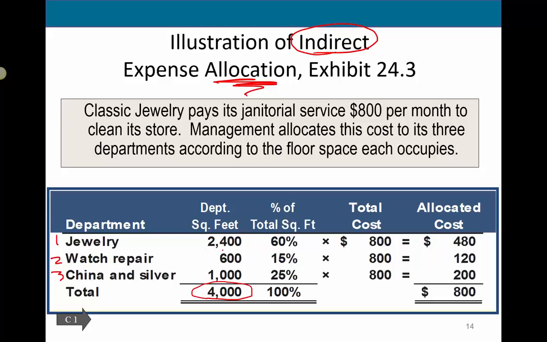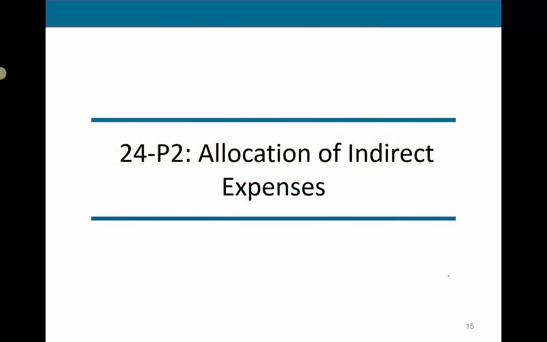But if we say, okay, what percentage of this 4,000 square foot is each department taking up? And we can say, okay, we figure out the percentages, and now we can do what's called allocate or split up, right, into different departments, the total cost, which is $800 for each department. So we're able to split it up into that. And we'll go through some examples of that as we go along.